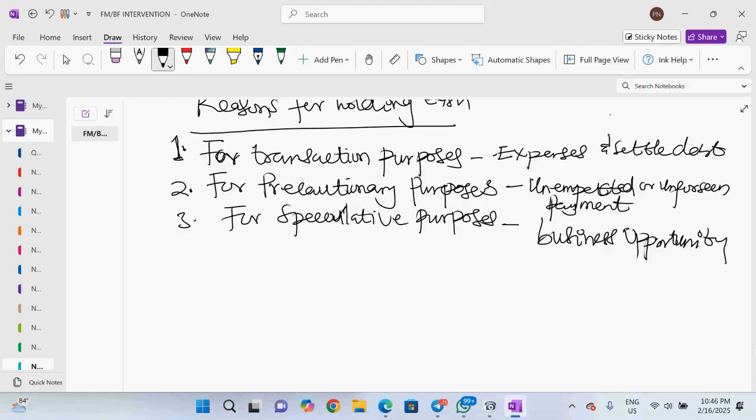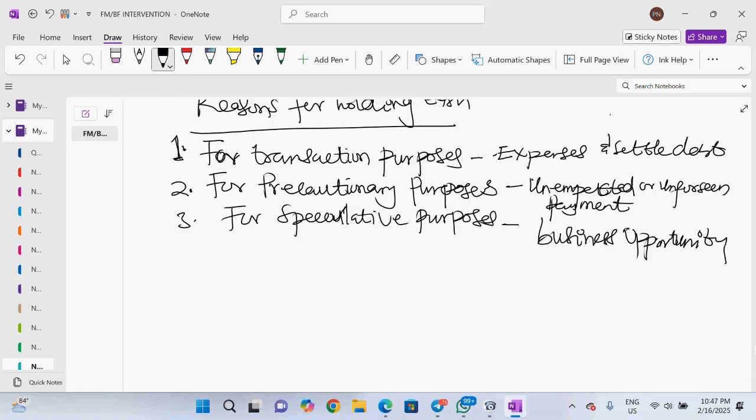Now what is the objective of holding cash? It is to hold sufficient cash or money to be able to meet your liabilities as they fall due, and also to make sure that you don't hold excess cash, as I said earlier. So there is therefore the need to prepare something called the cash budget.